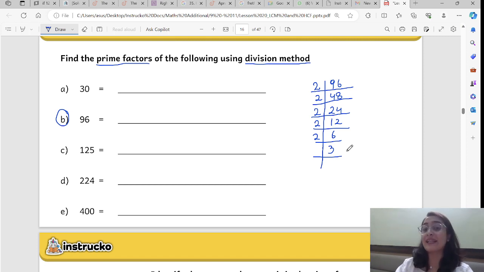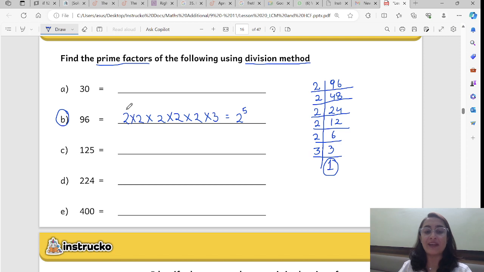Right? So which is the next smallest prime number that would divide 3? 3 itself. Correct. So I'll divide 3 by 3, and see here I got 1. So once we get 1 here, our job here is done. Okay. So now I can write the prime factors of 96. My prime factors of 96 are 2 multiplied by 2 multiplied by 2 multiplied by 2 multiplied by 2 multiplied by 3. This can also be written as 2 to the power 5, because there are 5 2's, 1, 2, 3, 4, 5, multiplied by 3, because there is only 1 3.